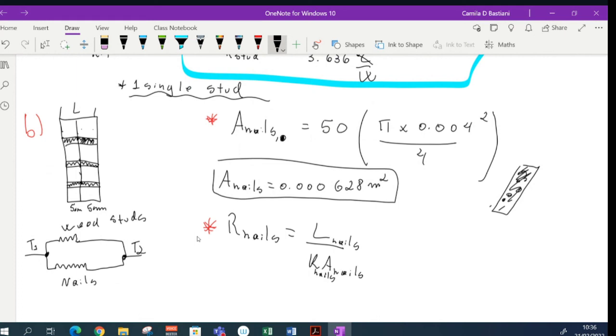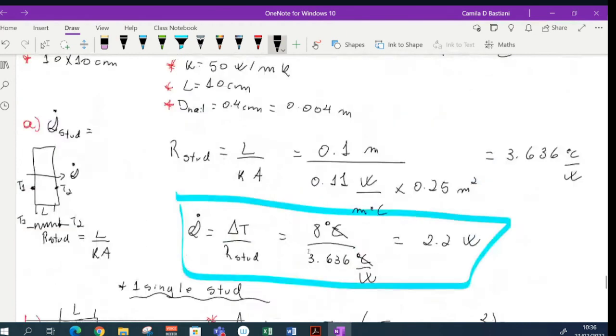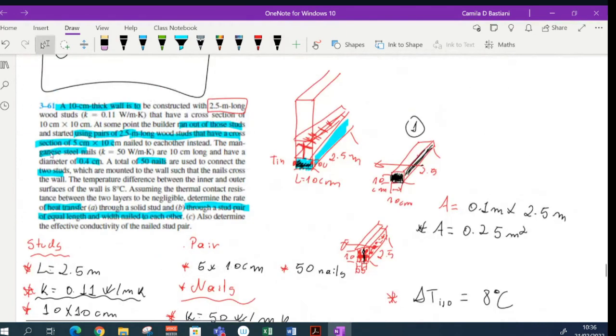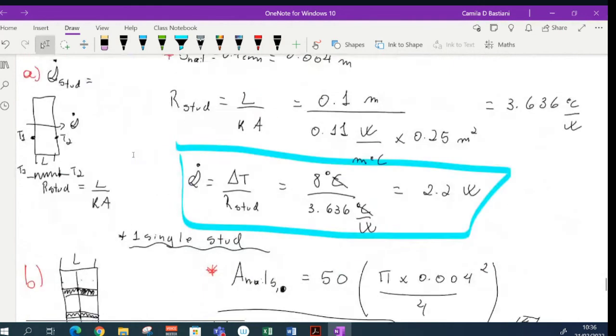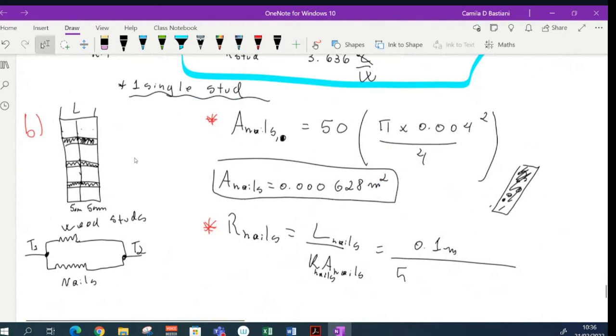I was told that the nails are 10 centimeters long. So 0.1 meter. I was given the K of the manganese steel nails. My K is 50. So I have my K as well, 50 watts per meter degree Celsius. And then now I know the area occupied by all those nails.